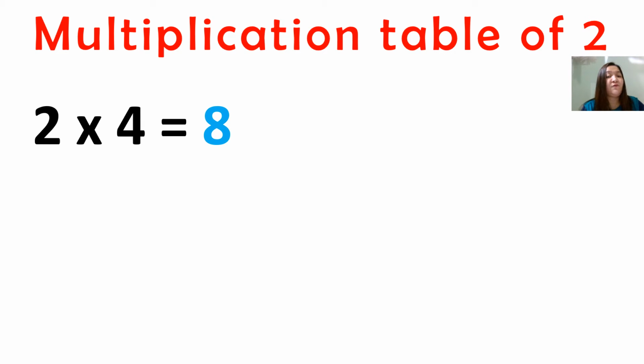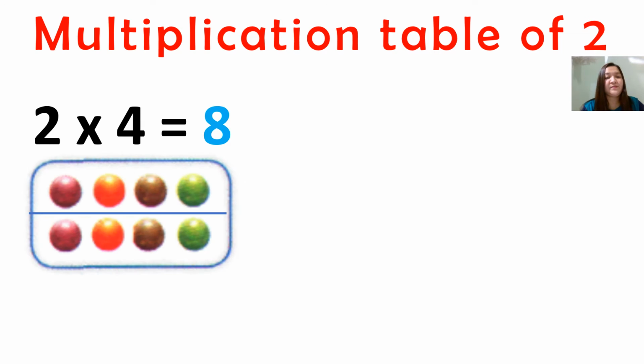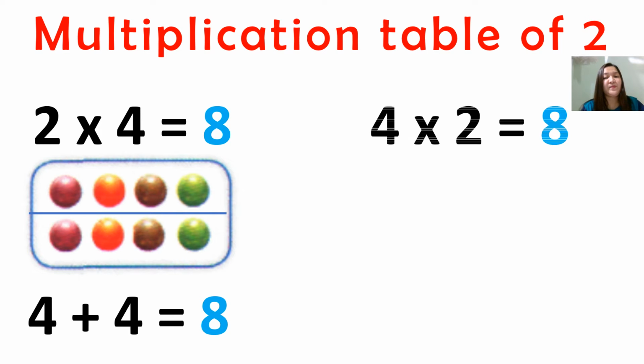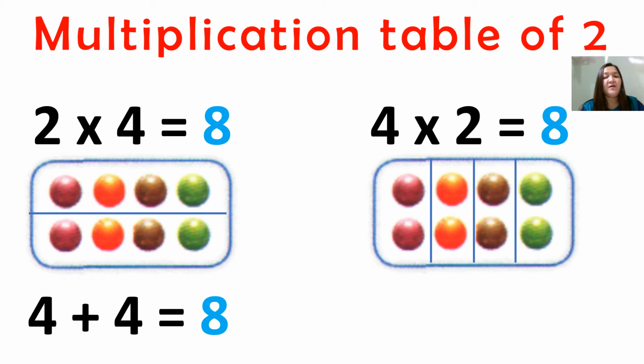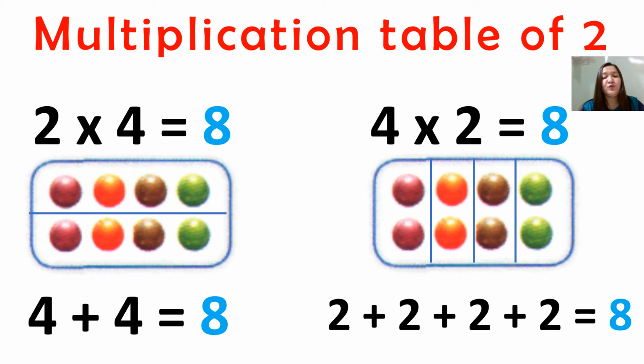2 times 4 is equal to 8. So we have 2 groups of 4 balls. We could write this as 4 plus 4 is equal to 8. 4 multiplied by 2 is equal to 8. This means we have 4 groups of 2 balls. We could write this in addition form as 2 plus 2 plus 2 plus 2 is equal to 8.